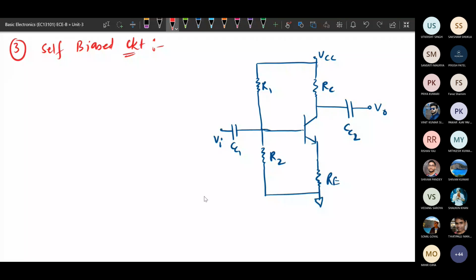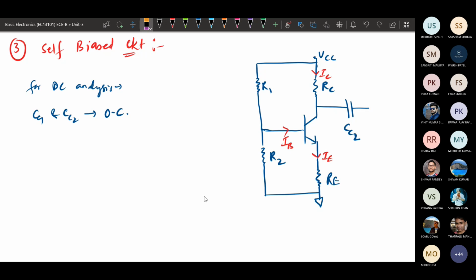Here again this will be the emitter current, this is the base current, and this will be the collector current. But to decide the operating point, we need to do the DC analysis. For DC analysis, CC1 and CC2 will be open circuited. Once CC1 and CC2 are open circuited, we can just remove this part. So this will be our circuit for DC analysis.